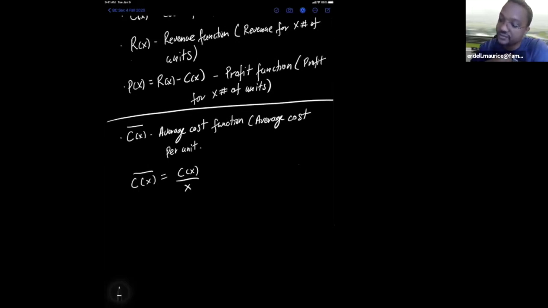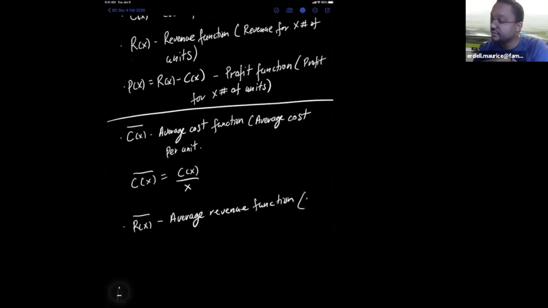Then you have your average revenue function, R bar of x, and that is your average revenue per unit. And of course, your average revenue function is equal to your regular revenue function divided by the number of units that you made.